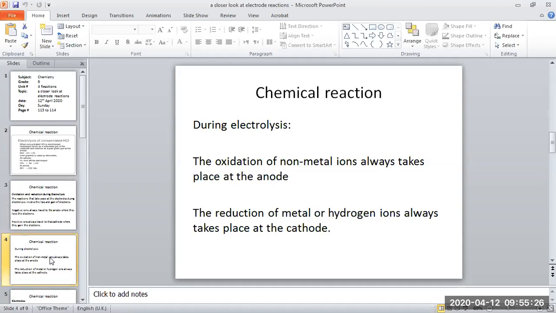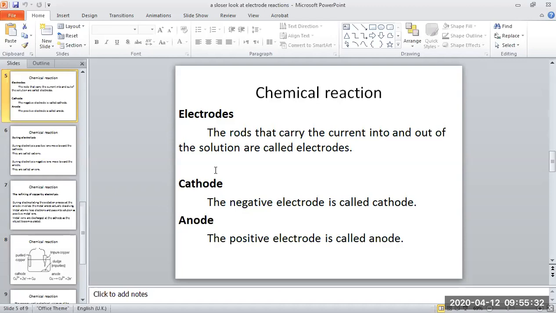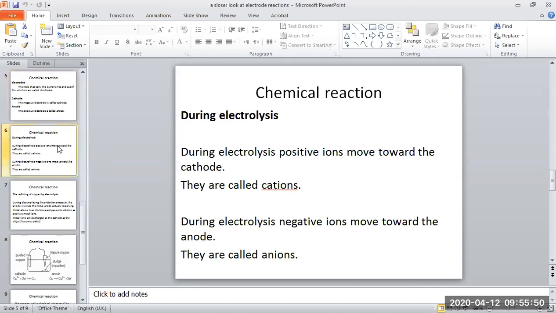All these things we have discussed already, and today we revise everything. The rods that carry the current into and out of the solution are called electrodes. The negative electrode is called the cathode, and the positive electrode is called the anode. During electrolysis, positive ions move toward the cathode and are called cations. And negative ions always move toward the anode and are called anions.